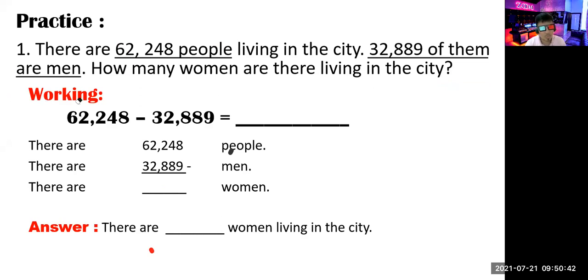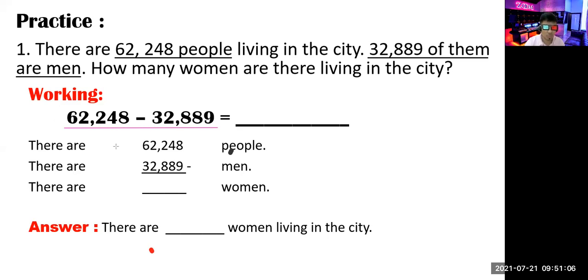In number 1, this is called the working. In working, you have to write the number sentences. When we say number sentence, this is the number sentence: 62,248 minus 32,889.